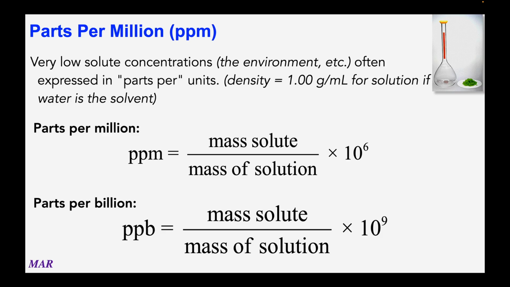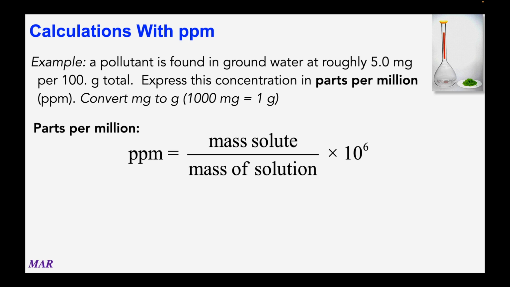So parts per million and parts per billion are used for small concentrations of solute. If this solute is a pollutant or a poison to people, then it might be really important. So let's say we have some kind of pollutant. It's 5 milligrams present in 100 grams total. Let's calculate this in parts per million. In order to do this, we need to turn milligrams into grams. And again, there's 1,000 milligrams in 1 gram. So we'll do that first before multiplying by a million.